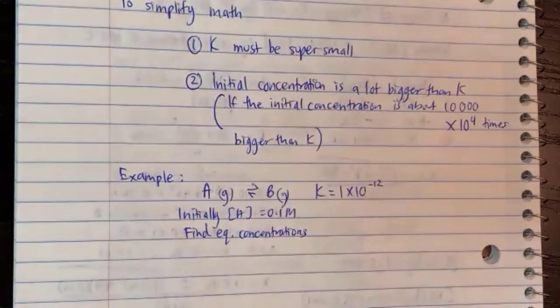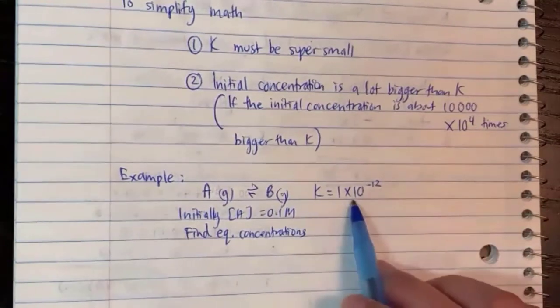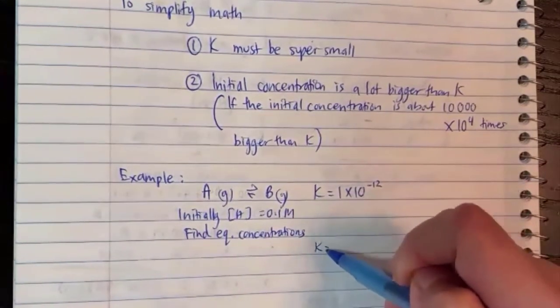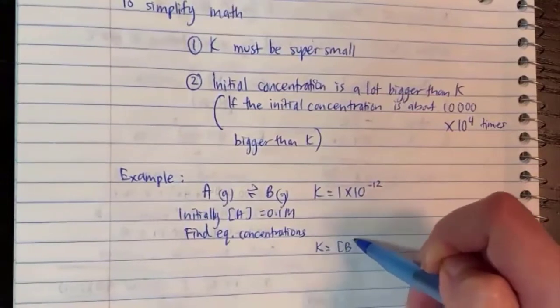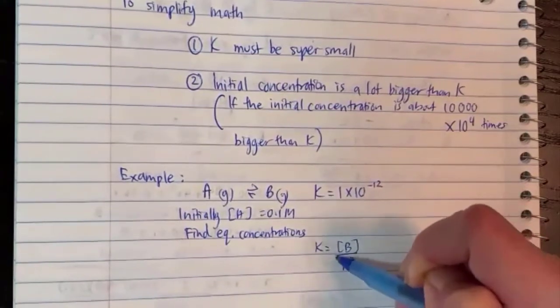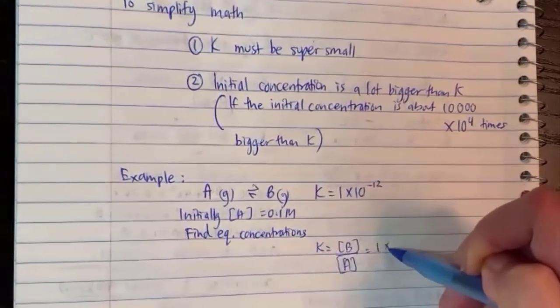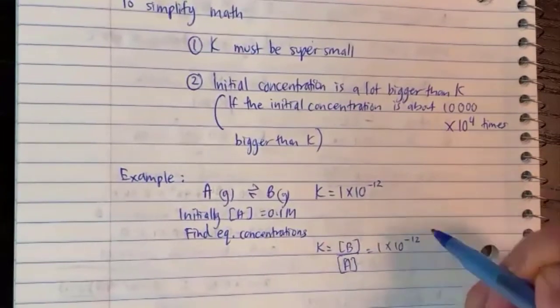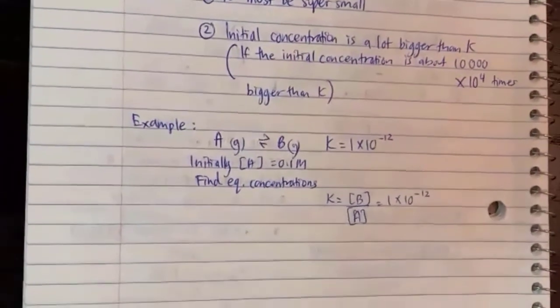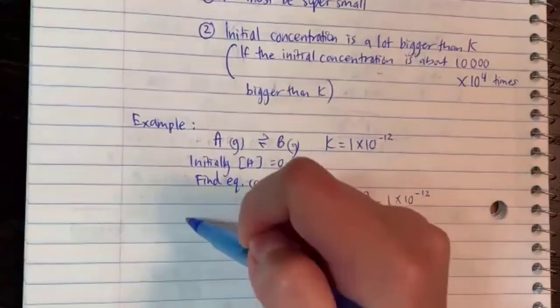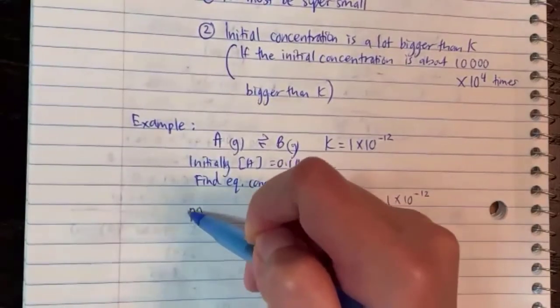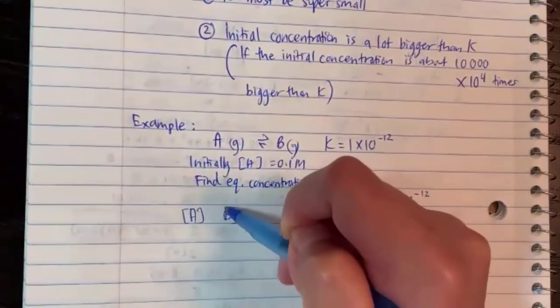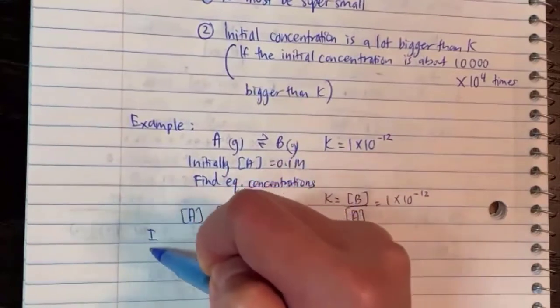So how in the world am I going to simplify my math? So it all comes down to, we want to set up the same question. So we say, okay, if I know what the K is, let's go ahead and write the K formula. The formula for K is B over A. And that equals 1 times 10 to the minus 12. Okay, you go through the same motion, write the K formula, write what the K equals, and then fill out your ice table. So you have A and you have B, and we want to set our ice table.